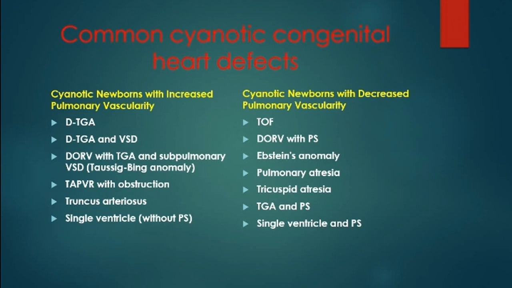Then we have congenital cyanotic diseases with decreased pulmonary blood flow, like tetralogy of Fallot, double outlet right ventricle with pulmonary stenosis, Ebstein anomaly, pulmonary atresia, tricuspid atresia, TGA with pulmonary stenosis, and single ventricle in the presence of pulmonary stenosis.